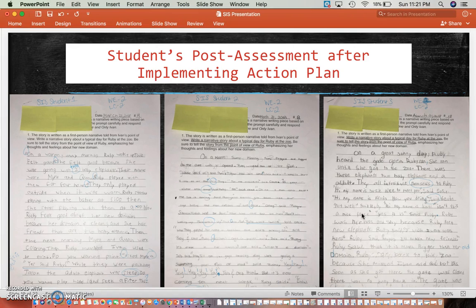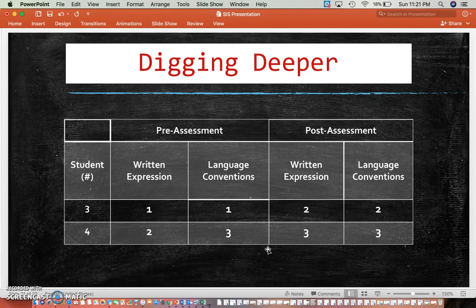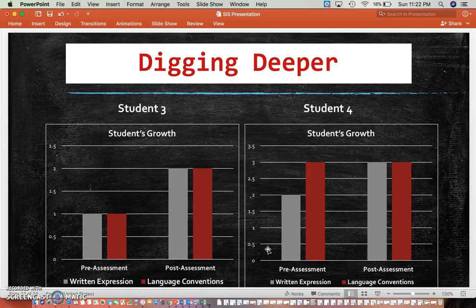This was my post-assessment. Most of my students wrote more than 1 page, specifically about 2 to 3 pages, which was excellent. This is students 4, 5, and 6. For digging deeper, I focused on students 3 and 4, their pre-assessment and post-assessment, and I compared their written expression and language conventions. I found that they increased by about 1 point each. This was their data graph.